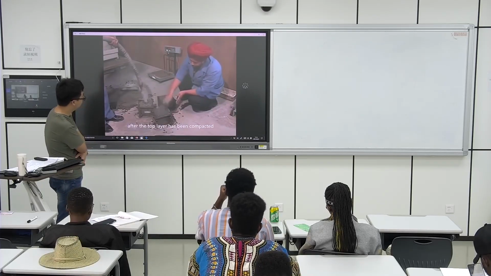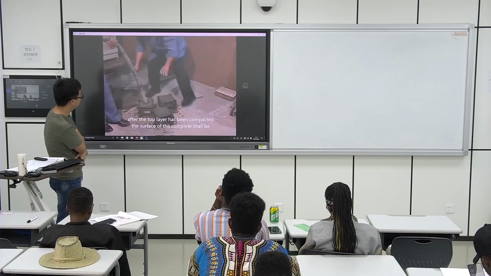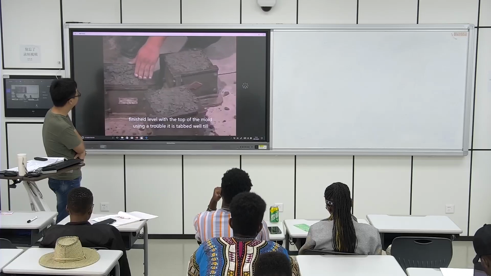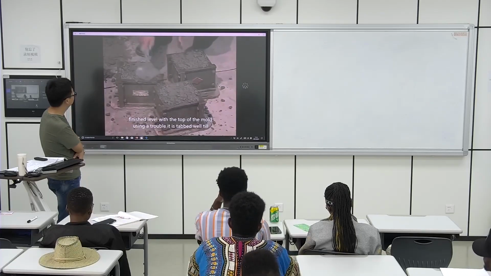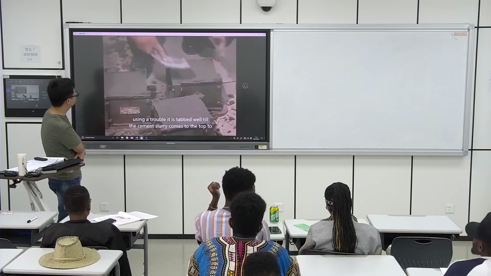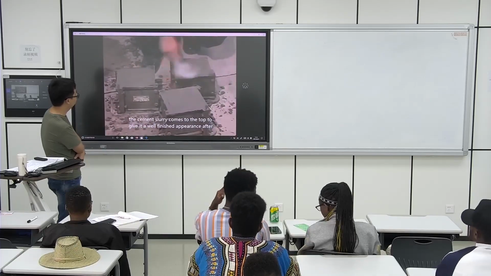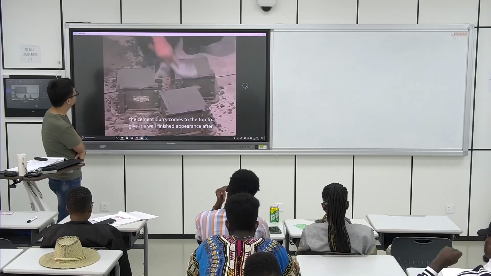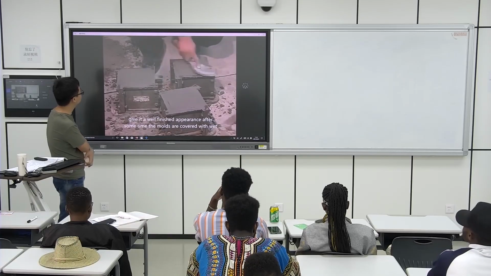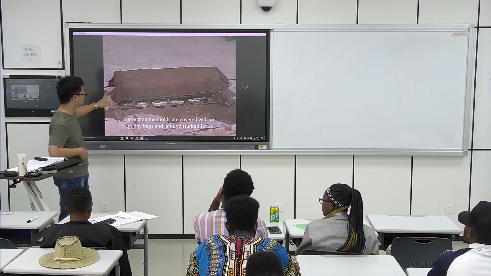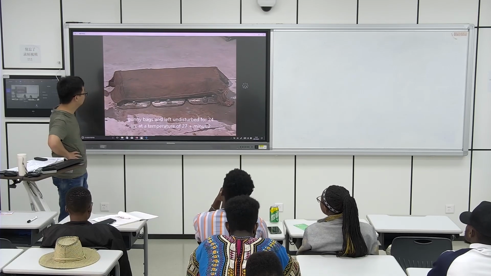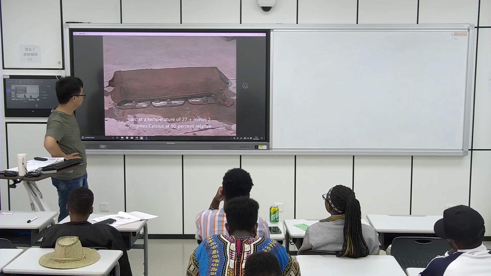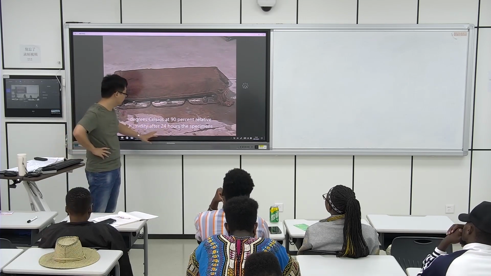After the top layer has been compacted, the surface of the concrete shall be finished level with the top of the mold using a trowel. It is tapped well till the cement slurry comes to the top to give it a well finished appearance. After some time, the molds are covered with wet gunny bag and left undisturbed for 24 hours at a temperature of 27 plus minus 2 degrees Celsius at 90% humidity. They give us the standard temperature.